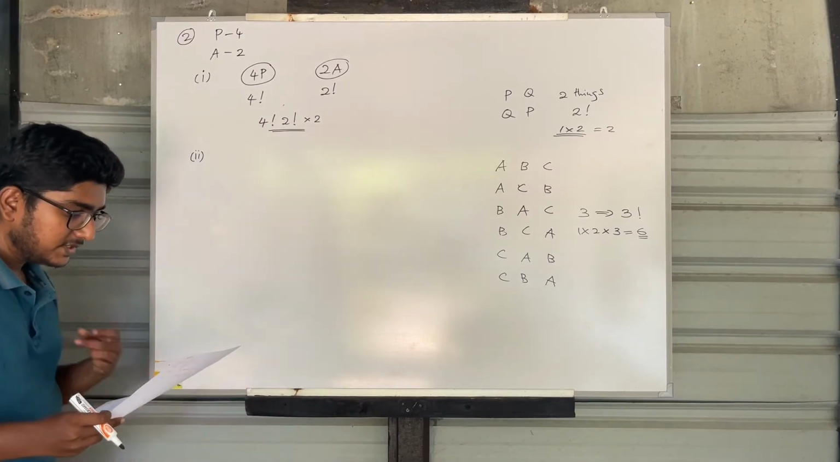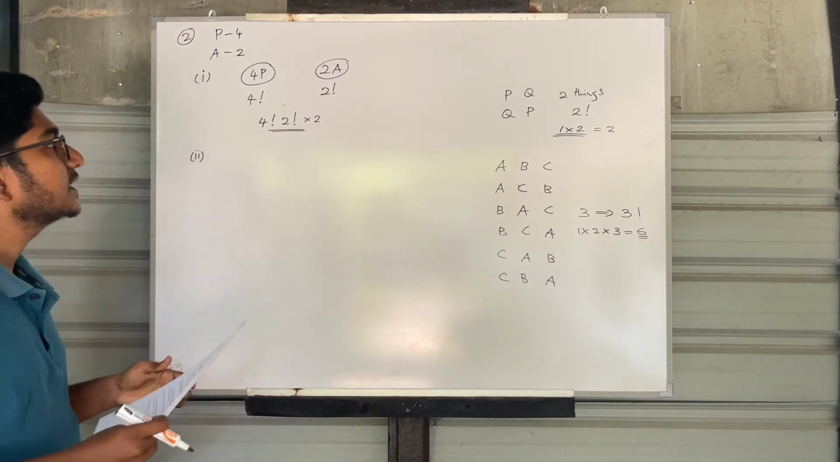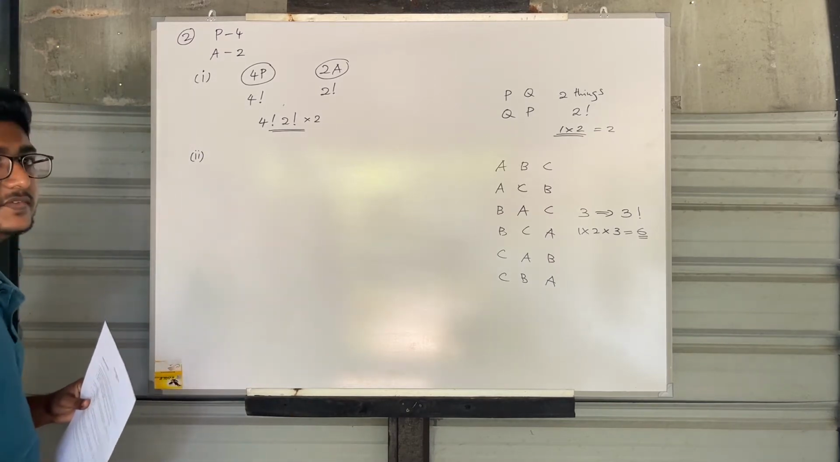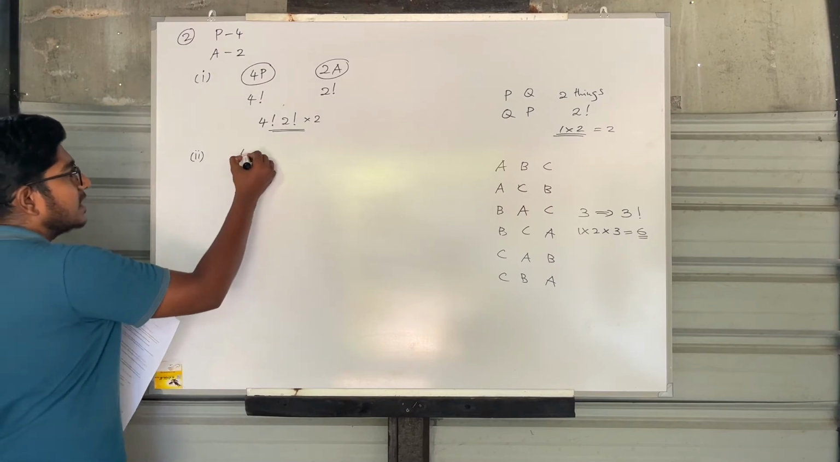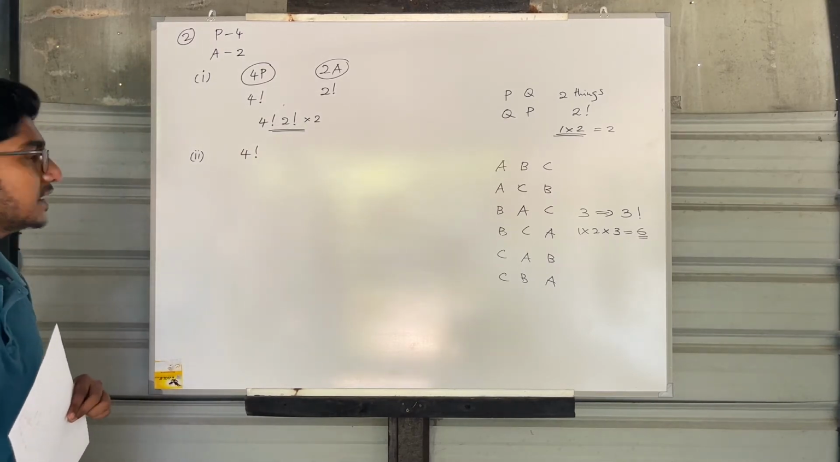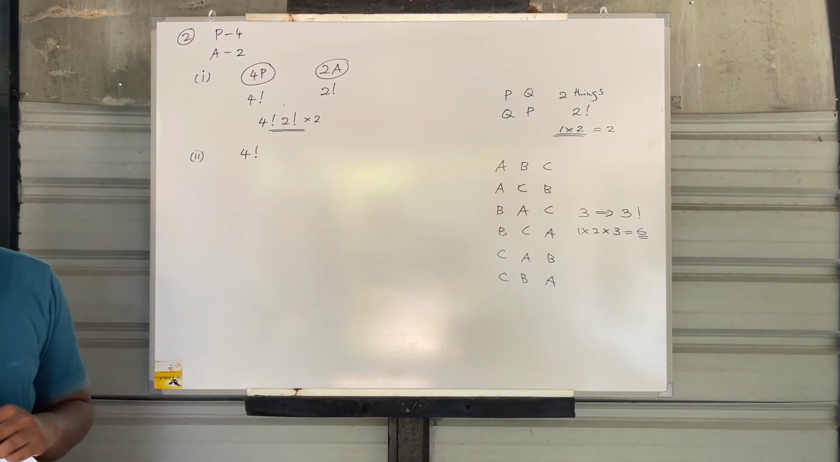Roman number 2. With pure mathematics books together. Pure mathematics only. They are placed together. Only those 4 are placed together. When those 4 are placed together, the number of ways of arranging those 4 is 4 factorial.